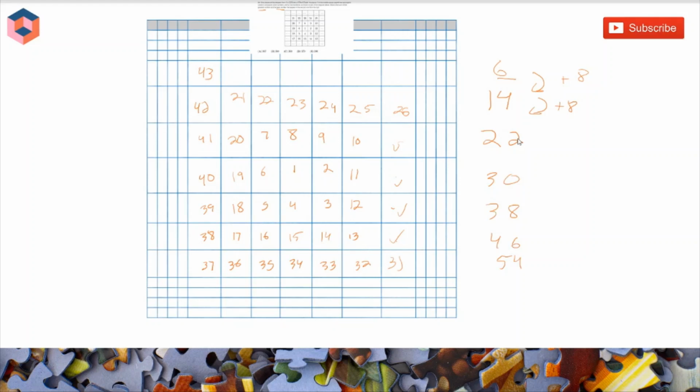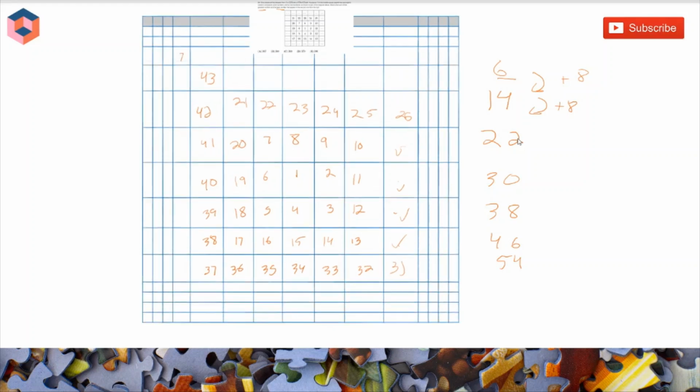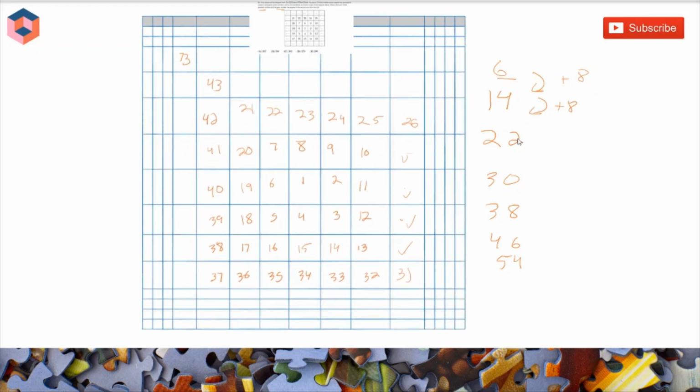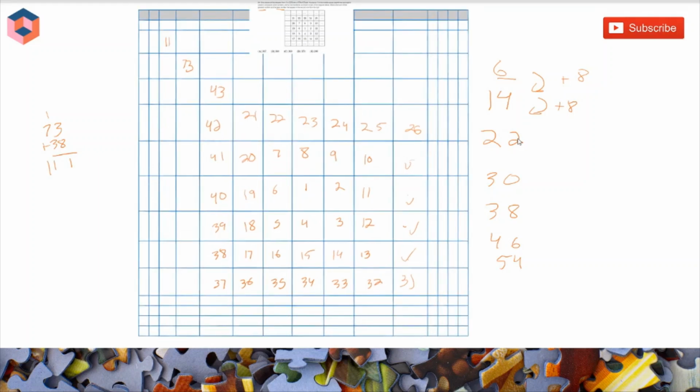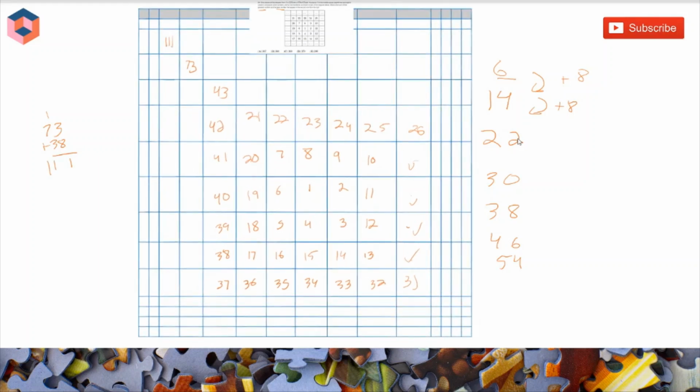So now we can fill these diagonals out without having to fill in the rest of the numbers. What's 43 plus the next number? It's 30. So 43 plus 30, which gives us 73. And then we have 73 plus 38, which gives us 111. And finally we have 111 plus 46. That's 157.